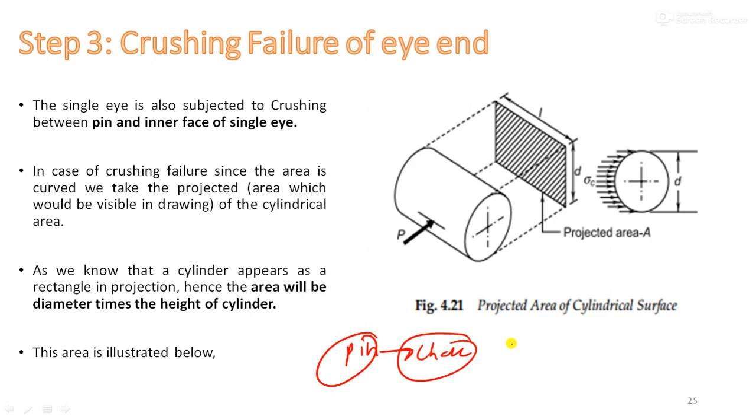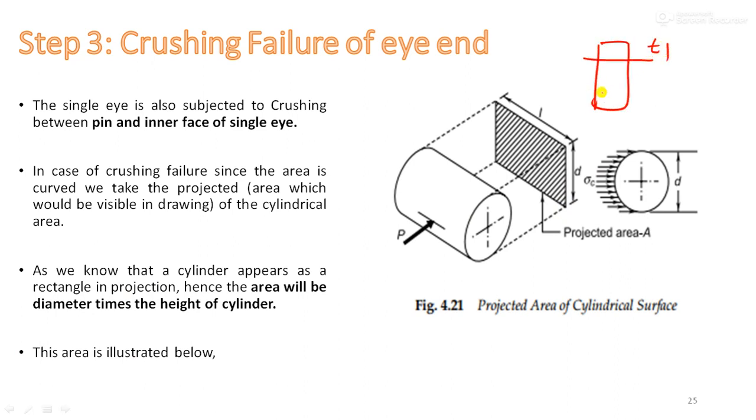Obviously we have properly selected the dimensions and material, so this pin will not get completely crushed, but you also have to design it for the safer side. So you have to calculate what the crushing stresses acting on the pin are when the pin is inserted inside the eye as well as the fork. This portion of the pin, T1, is inserted in the fork, and T is inserted inside the eye.